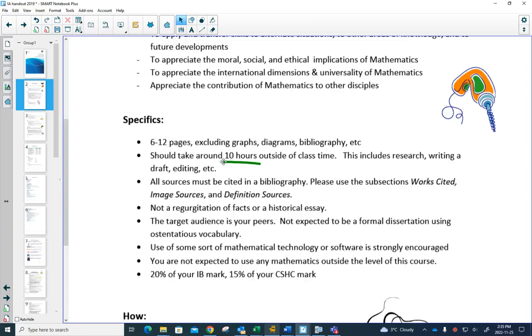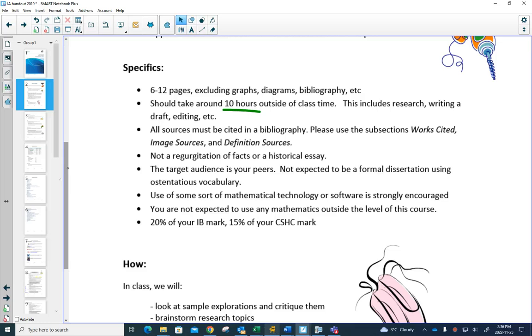So have a bibliography, a works cited section. Maybe you have some images that you took from the internet. Have those cited. Okay? This is not a regurgitation or a historical essay. This is not how Pythagoras discovered a squared plus b squared equals c squared. He lived in this day, and this is his friend, and blah, blah, blah, and this is the theorem, and that's my paper. Thank you very much. No, it's not a historical essay or a regurgitation of facts.